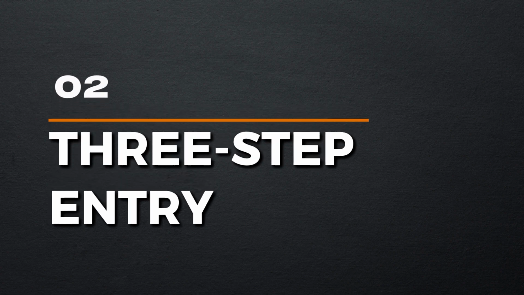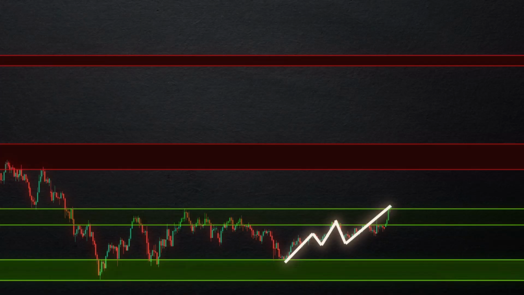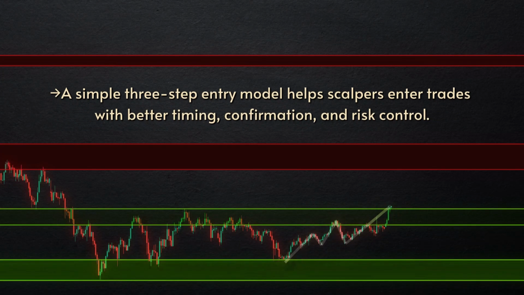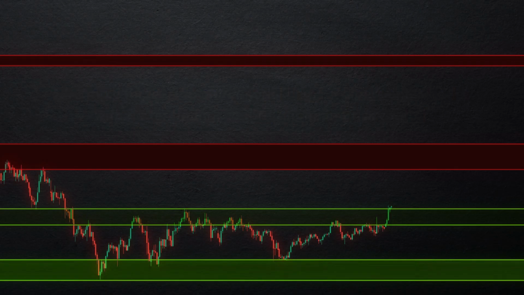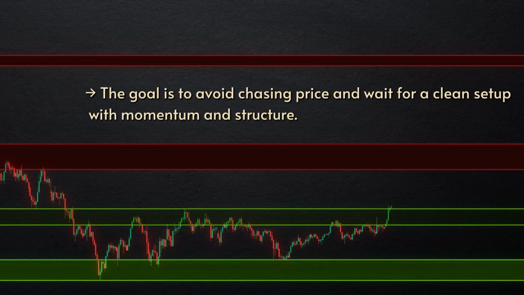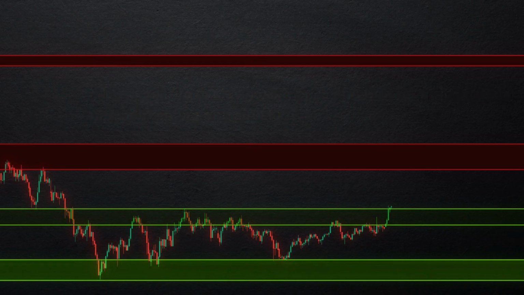Moving right along to section 2, the 3-step entry process. Let's look at how we actually execute this. So the crazy part is just how mechanically simple this execution really is. Step 1, like we just talked about, is marking the exact high and low of that closed 4-hour candle.